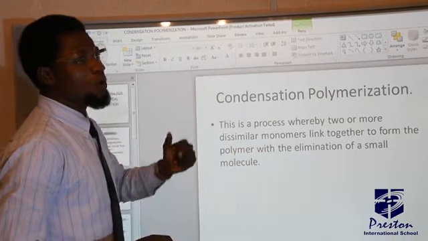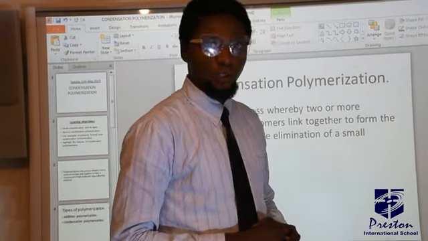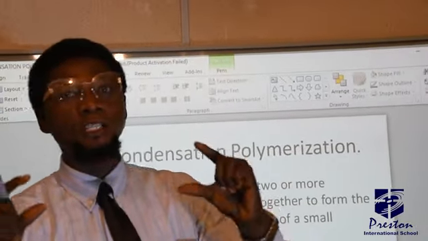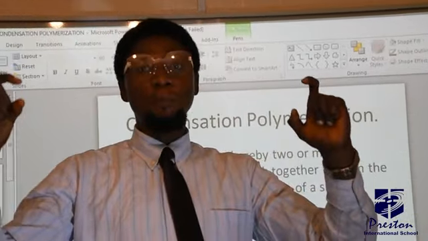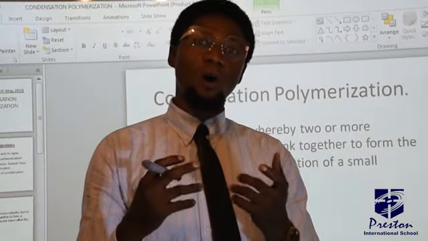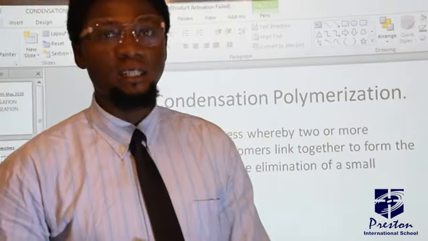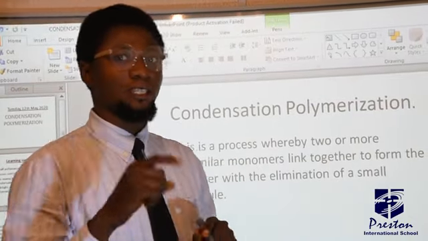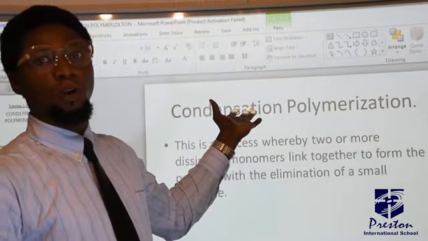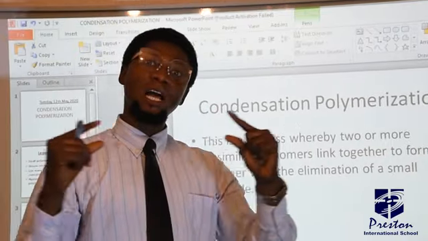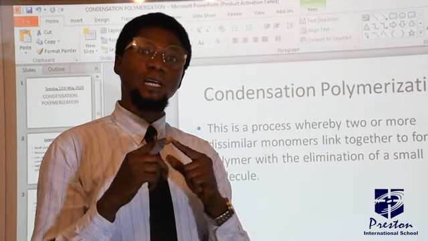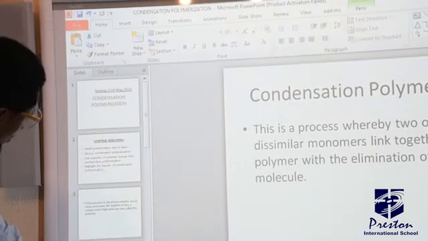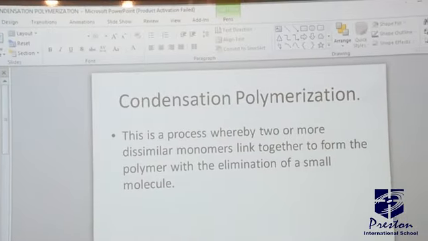All right, what do we mean by condensation polymerization? Condensation polymerization is a process by which dissimilar monomers combine together to form a complex polymer. Don't forget, I used the word dissimilar there, different. Unlike in the case of addition polymerization, where you have similar monomers combining together to form a complex polymer.